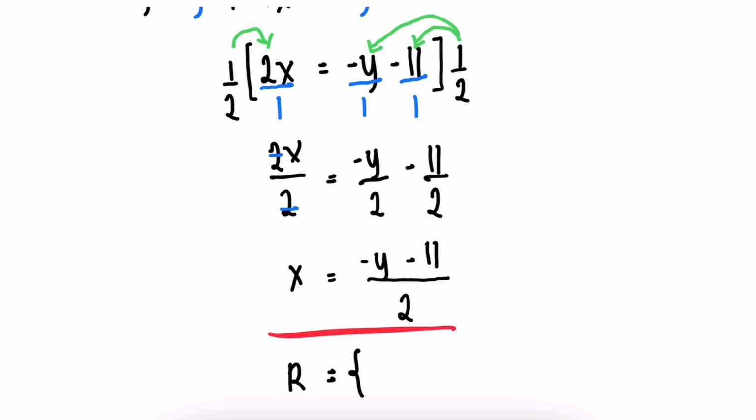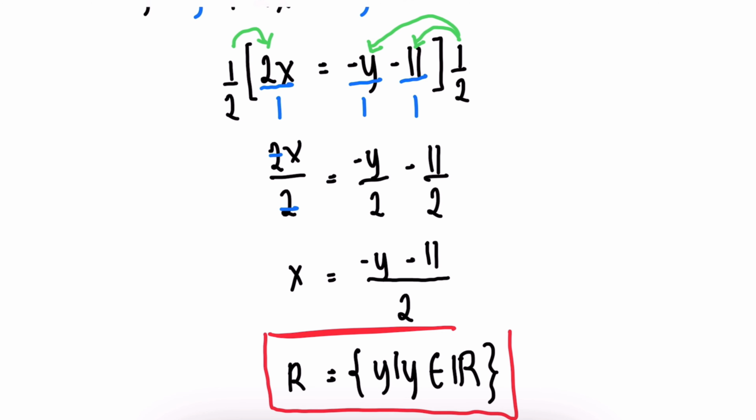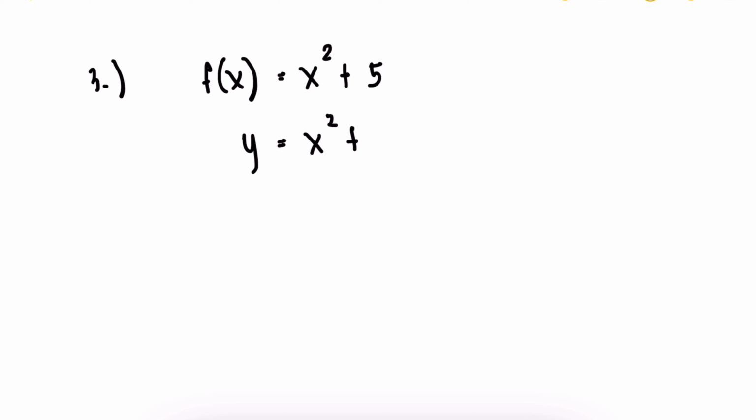The range, in symbols, is equal to y such that y is an element of all real numbers. Number 3, we have a given example f of x is equal to x squared plus 5. Same with number 1 and number 2, change f of x to y. So, we have the equation y is equal to x squared plus 5.